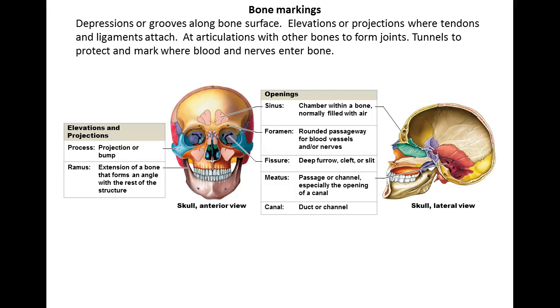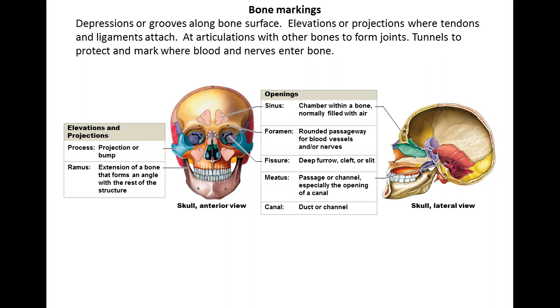So you have a projection, which is a bump. A process is a bump, and you see that on the zygomatic arch, the turquoisey color. Ramus is going to be the angle of a bone, and certainly your mandible, your jawbone, has an angle. A sinus is an opening in a bone to make it lighter, and also for air in terms of our speech production.